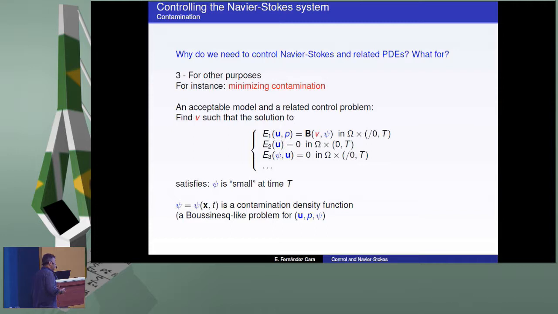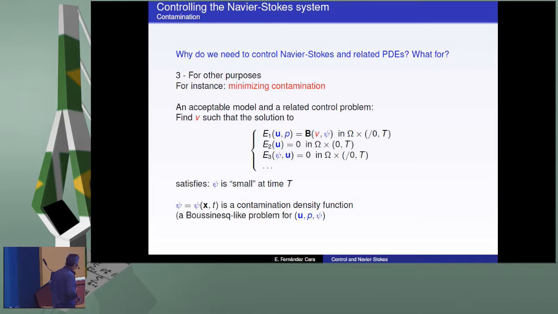A third interesting reason that I'm going to give in order to justify the control of the Navier-Stokes equations is contamination, minimizing contamination. An acceptable model for contamination is something like the Navier-Stokes system coupled to another equation. Here, psi, which is a new variable, can be interpreted as the contamination density function. It measures the danger of a contamination, and appears here as a force term in the Navier-Stokes equation, and is coupled with u and p through another transport equation of the same kind, with psi and u, that I have written here.